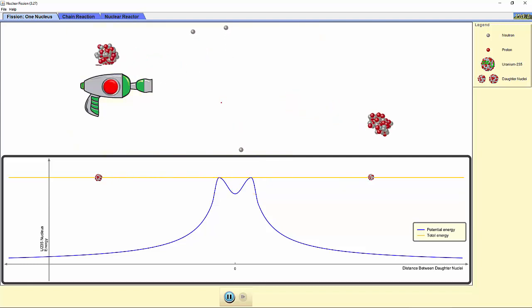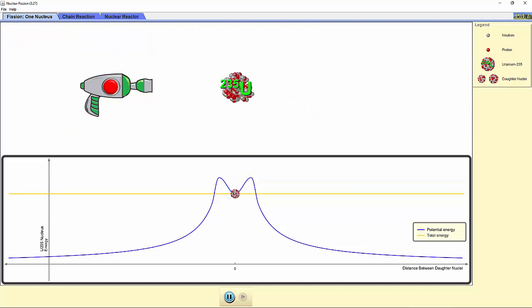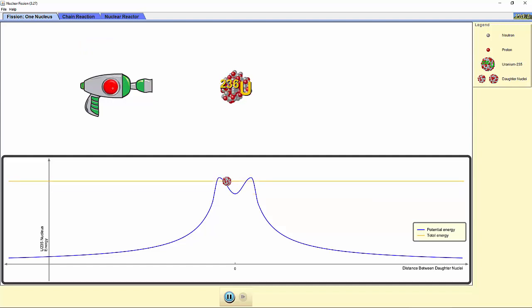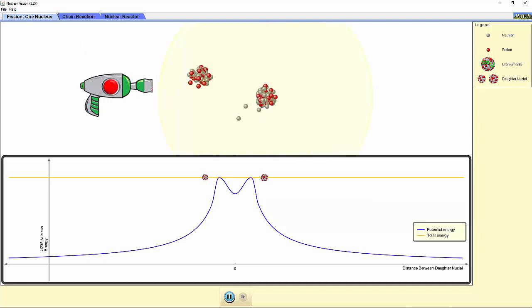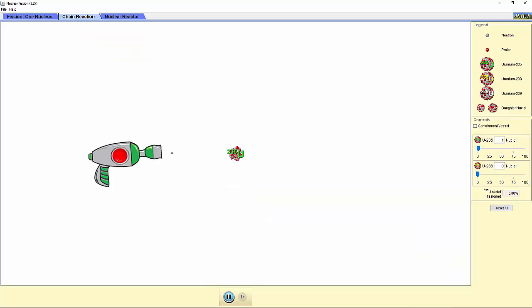The neutron is absorbed. It's important we talk about how the neutron is initially absorbed, and then the atom becomes very unstable and then undergoes fission. So you can see it becomes unstable and then divides up into those daughter nuclei. Moving on from that, we want to talk about how we have a chain reaction. Again, if I fire that neutron at the uranium atom, the daughter nuclei come off, as well as extra neutrons.